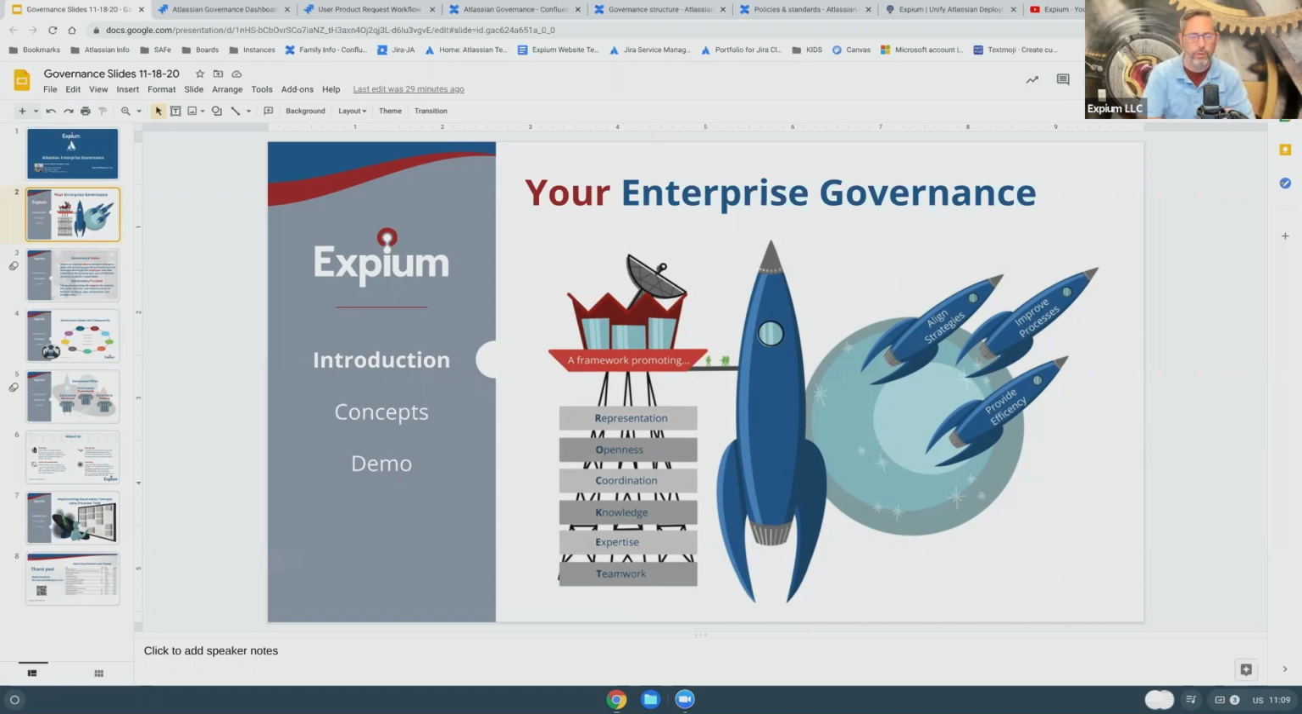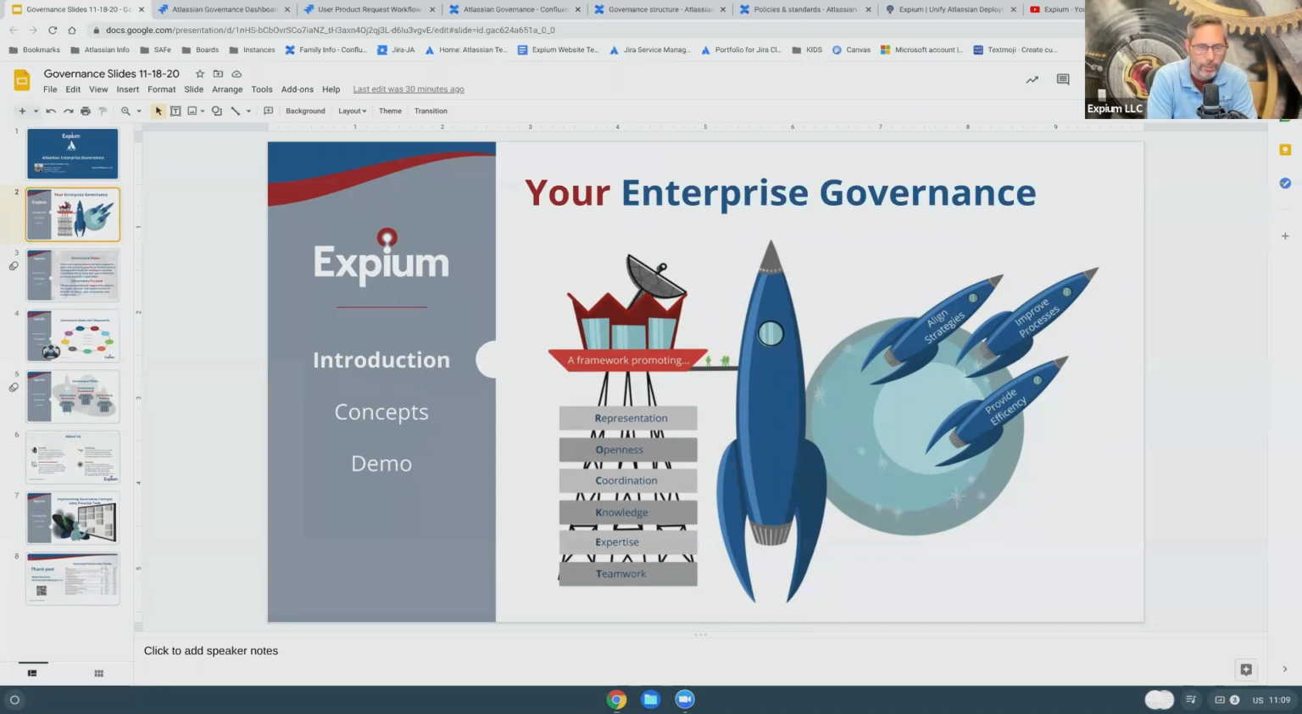As a result of the combination of the rocket ship and the control tower, you're able to do things like align strategies, improve processes, and provide efficiency, all while continuing to grow and scale and make money, doing those things that you do best in your company. That really is a very crude and simplified review of what Atlassian enterprise governance should do.